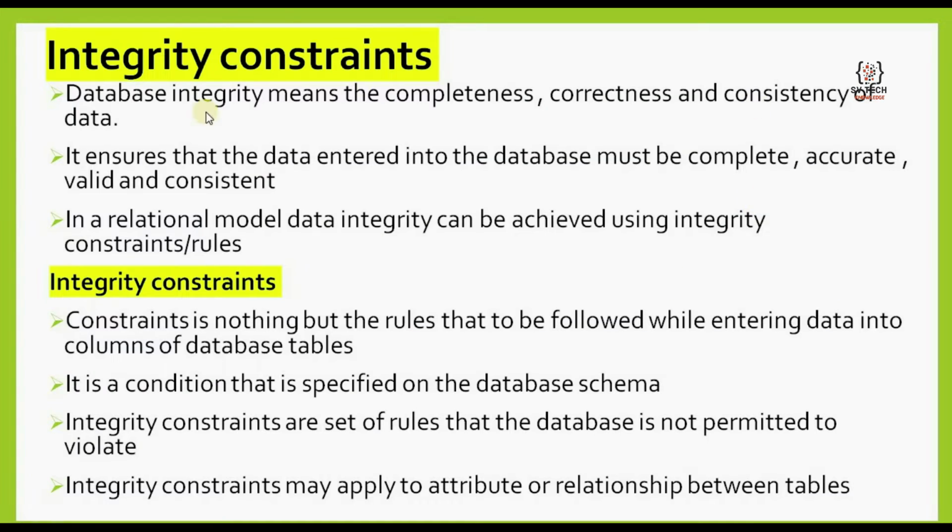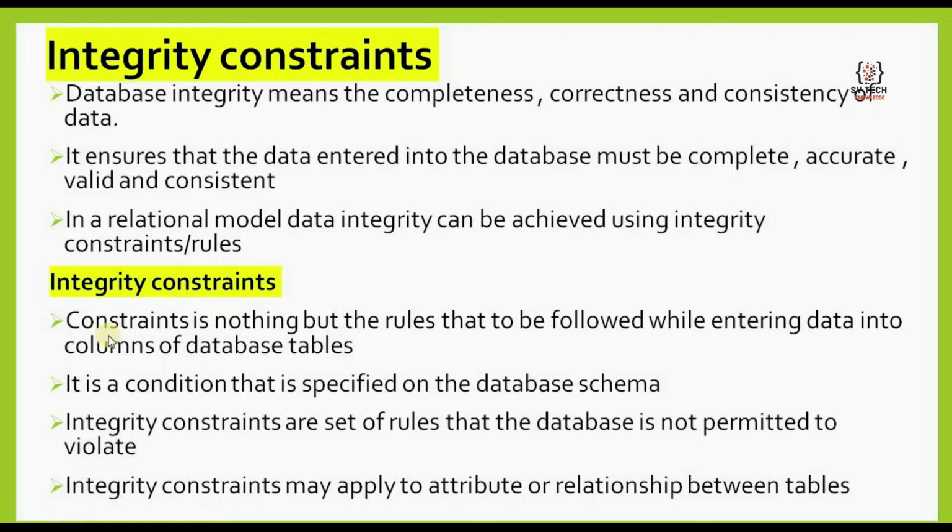Integrity constraints. Database integrity means the completeness, correctness and consistency of data. It ensures that the data entered into the database must be complete, accurate, valid and consistent. In a relational model, data integrity can be achieved using integrity constraints. Constraints are also called rules.